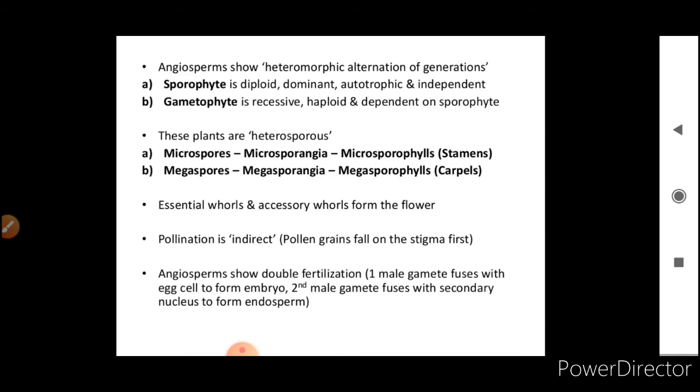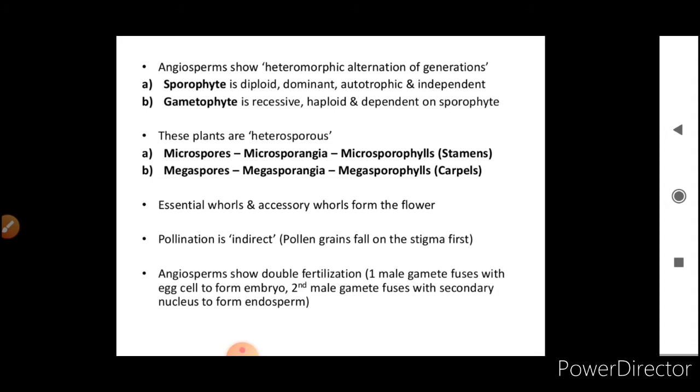Now essential whorls and accessory whorls will form the flower. When you see a flower, you see various whorls like petal, sepal, gynoecium, androecium. So essential whorls will be the whorls which are essential for the reproductive process, that is the androecium and gynoecium. Androecium means the stamen and gynoecium means the carpel part, and the accessory whorls are the petals and sepals.